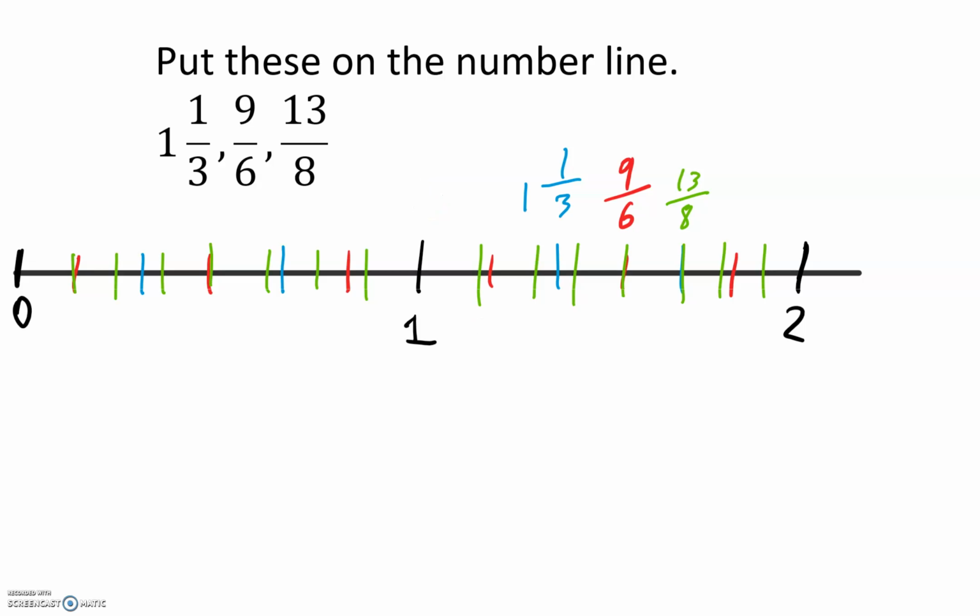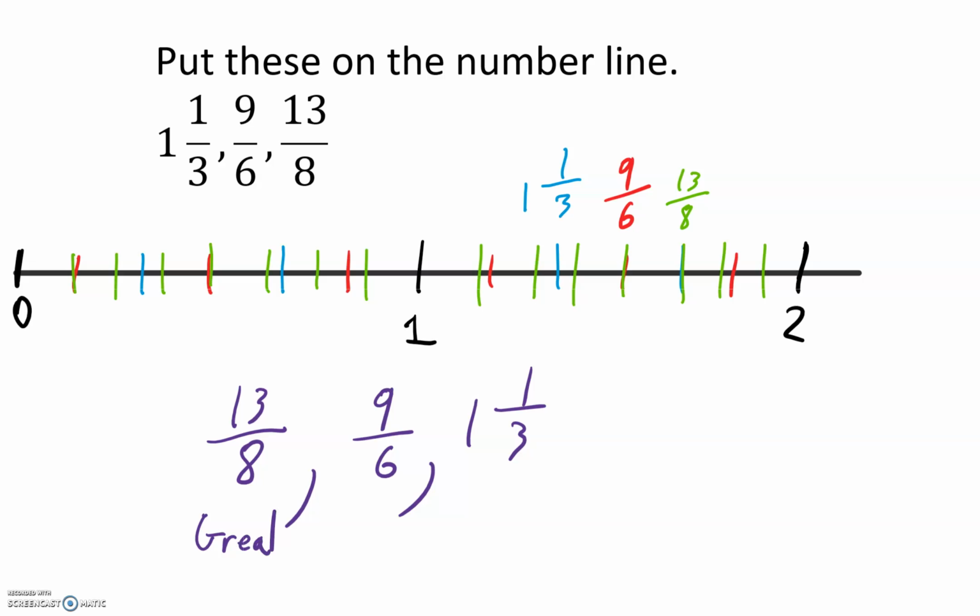All right. So now your question might ask, please order these from biggest to smallest. So you'd write 13 over 8 is biggest, then 9 over 6 is next, then 1 and 1/3. So greatest to least.